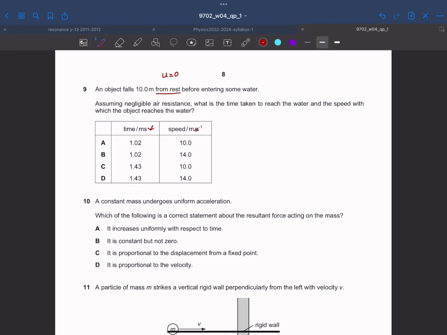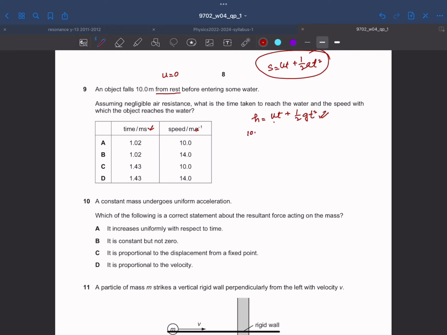So what you can write here is h is equal to ut plus half gt square. This is the second equation of motion, s is equal to ut plus half at square. And for vertical motion, we can write this equation in this way, h is equal to ut plus half gt square, as the initial velocity is 0 in this case and height is 10.